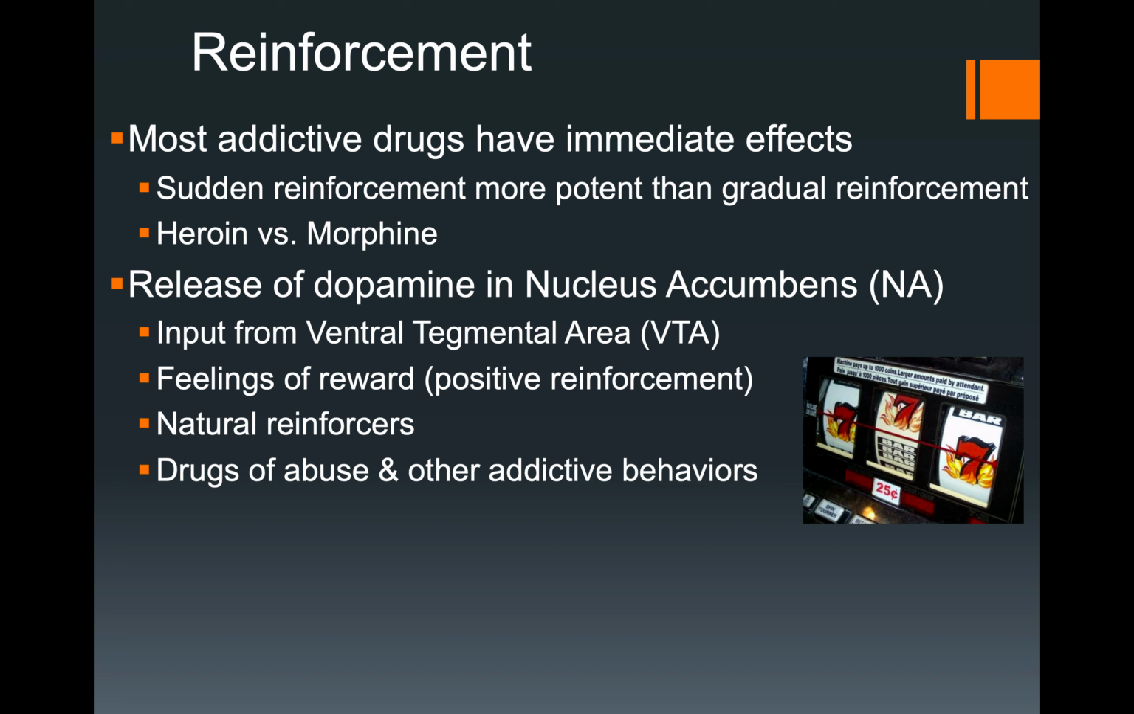All drugs that have an addictive potential cause release of dopamine in the nucleus accumbens because they cause activation of this reward pathway. Natural reinforcers also cause activation of this pathway. This is like food, sex, water when you're thirsty, human contact, mothers looking at their infants, which cause the release of dopamine in the nucleus accumbens. Again, drugs of abuse cause this as well as other addictive behaviors like gambling.